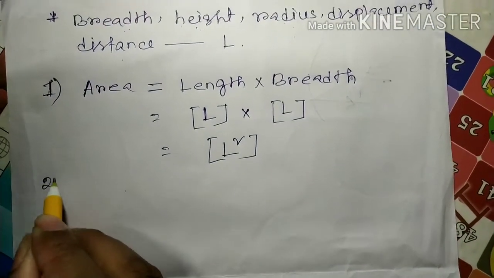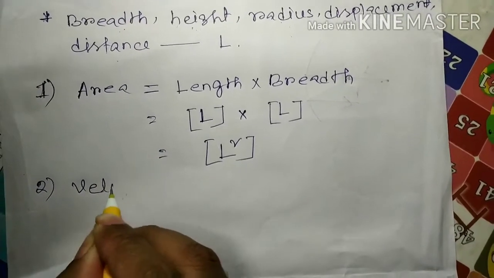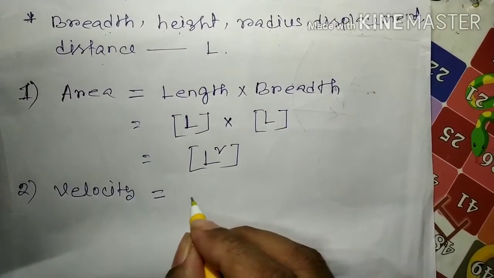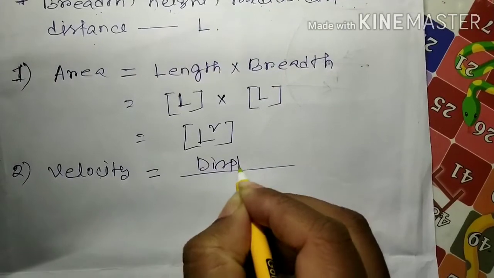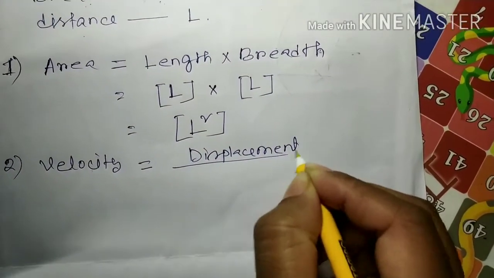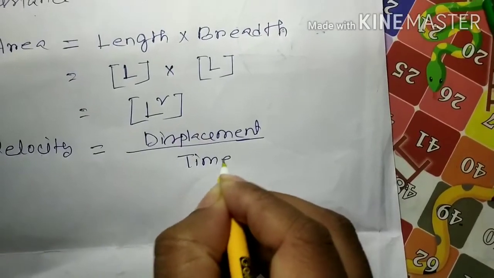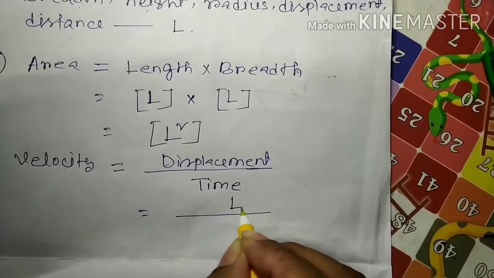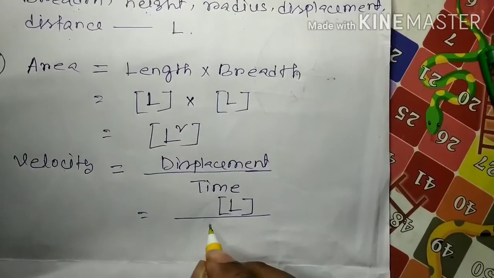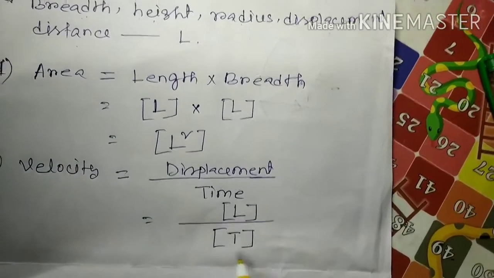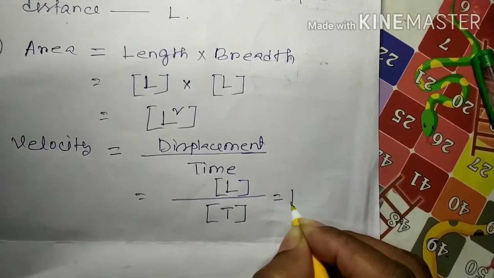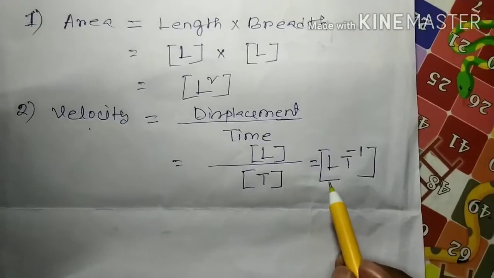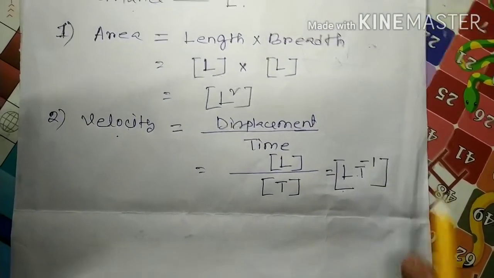Number two, suppose velocity. Velocity, its formula is displacement by time. So displacement, its dimension is L. Time, its dimension is capital T. So if you write together, it will become L T minus 1 within third bracket. So velocity, its dimension is L T minus 1.